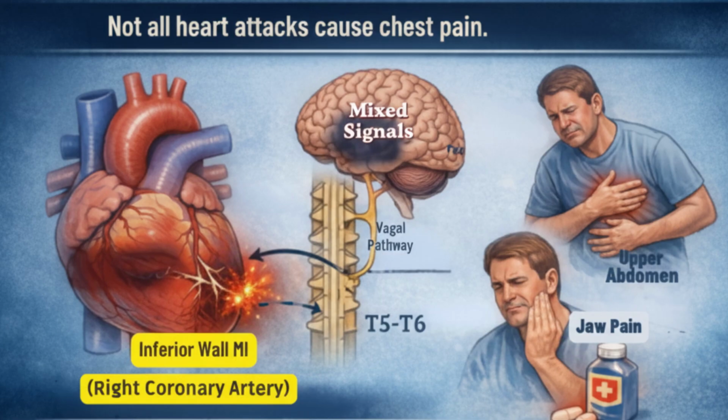But not all heart attacks are referred to the left arm. In inferior wall MI, usually due to blockage of the right coronary artery, pain signals go to slightly lower segments, T5 and T6, and also through vagal pathways. So instead of the arm, the pain is felt in the upper abdomen, the epigastrium, and is often mistaken for acidity.